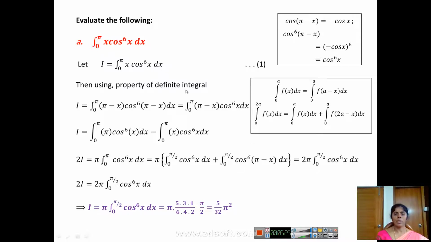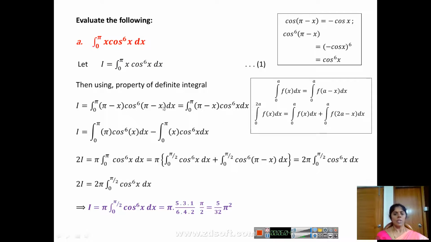Then, using a property of definite integrals, I equals the integral from 0 to pi of (pi minus x) into cos to the power 6 of (pi minus x) dx, which is equal to the integral from 0 to pi of (pi minus x) cos to the power 6 x dx. We can use the definite integral formula, that is, the integral from 0 to a of f of x dx equals the integral from 0 to a of f of (a minus x) dx. I have just used this one here.